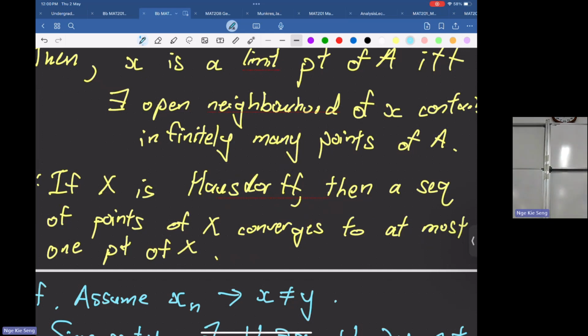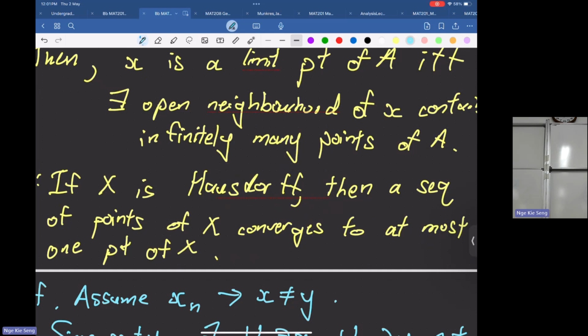If S is a topological space, then a sequence of points of X converges to at most one point. What does this mean? Tell me. Do we start with a convergent sequence or not? We start with a convergent sequence. This is what it says. It converges. Okay. What we want to prove is it converges to at most one.